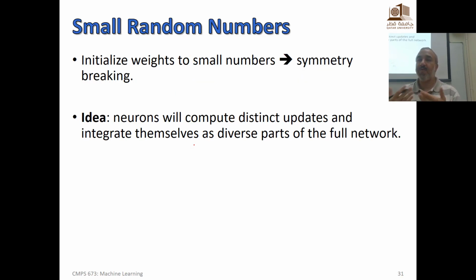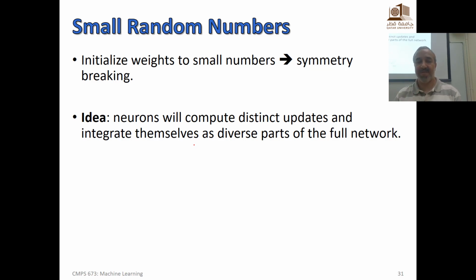How can we achieve that? One of the ways, of course not the only way, is to initialize the weights randomly to small numbers. Instead of 0, we randomly initialize every weight to a small number, maybe from a Gaussian distribution. So we break the symmetry in this case. We don't want all the neurons to be copies of each other. We want neurons to be different, so that they compute distinct updates and contribute differently to the network.